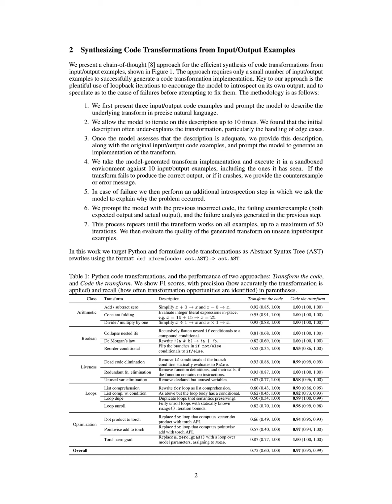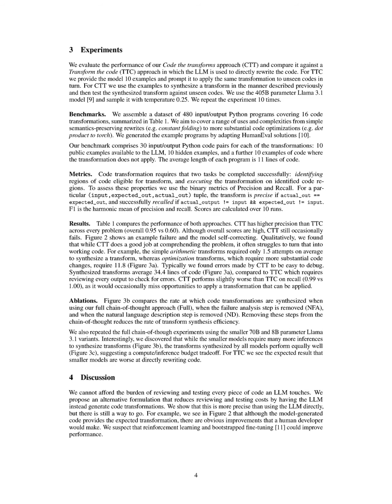Unlike traditional methods, which require extensive manual review and debugging, the proposed approach leverages a loopback iteration process that allows the model to introspect on its outputs and self-correct errors, thereby reducing the burden of reviewing every piece of code. This method also provides a more precise transformation generation, compared to directly rewriting code, as evidenced by the higher precision scores of the code the transforms (CTT) approach over the transform the code (TTC) method.